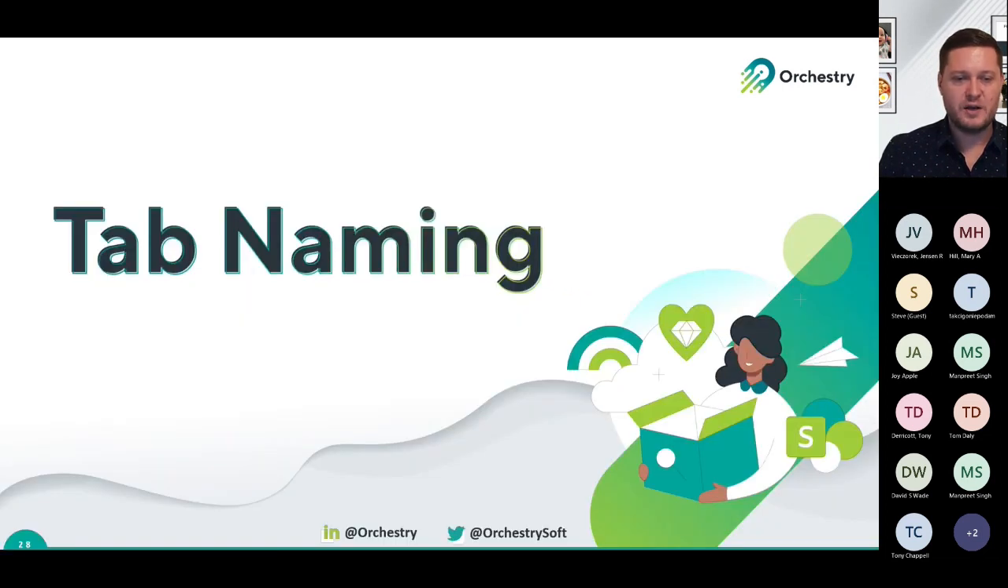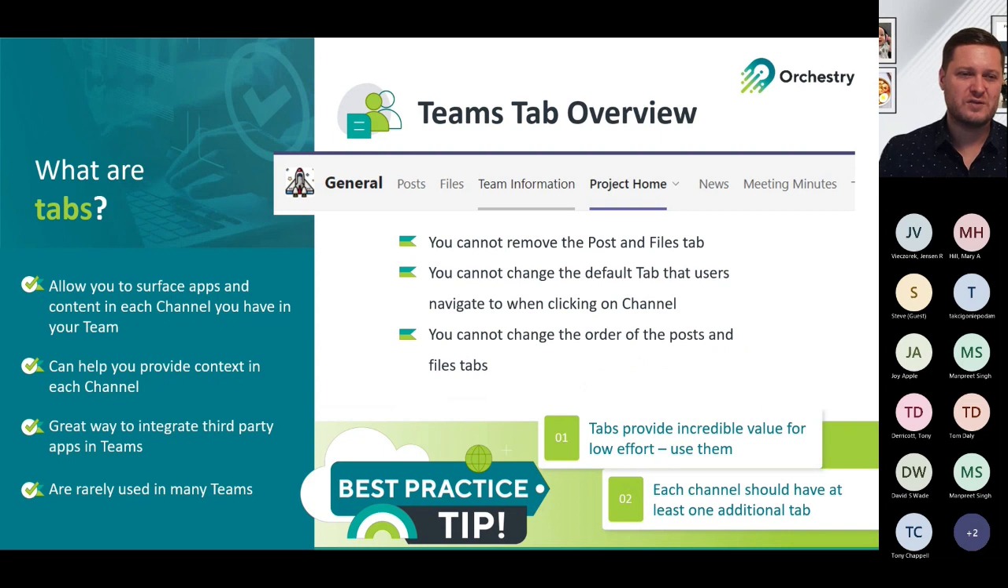Let's talk a little bit about tabs also. So again, in terms of tab naming, there are lots of best practices around this as well. Tabs are one of those things which, again, I think is such a huge loss for organizations. These are tabs that you can add on top of each channel. It's incredibly useful because it allows you to surface things like apps and content within each channel.